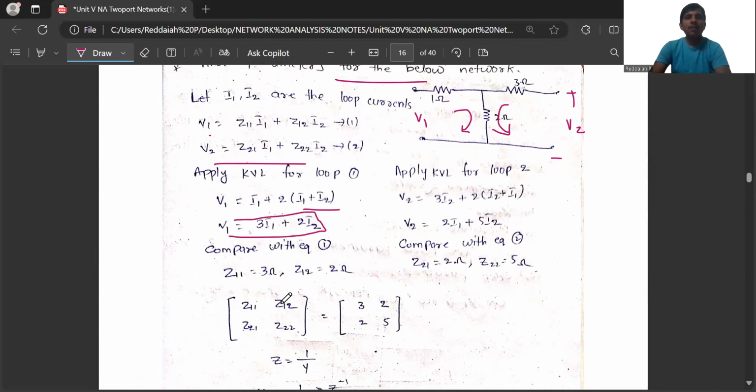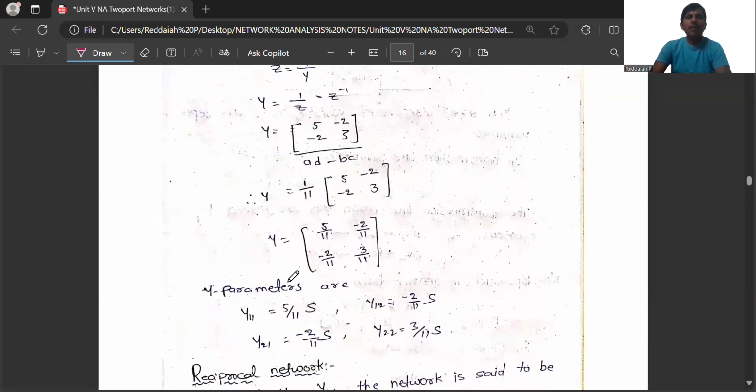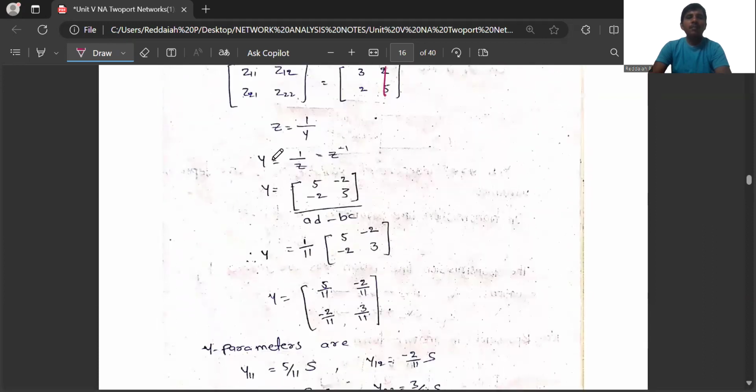Compare with equation 1. You will get Z11, Z12. Apply KVL for loop 2. Then you will get these two, Z21, Z22 parameters, and write the matrix form. From that you can find Y parameters. How to find Y parameters? Y equal to 1 by Z, Z inverse.